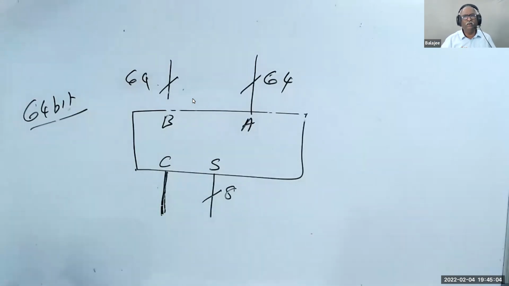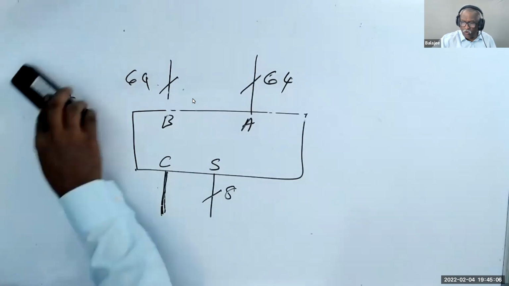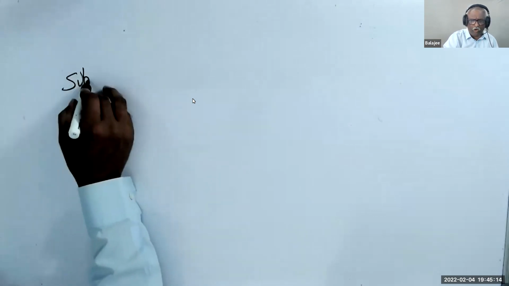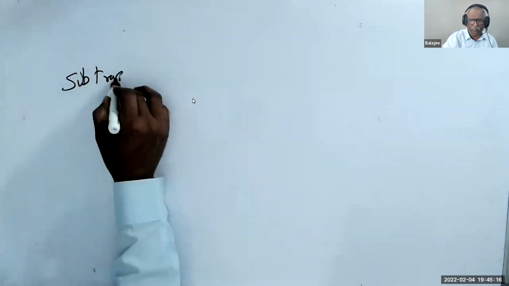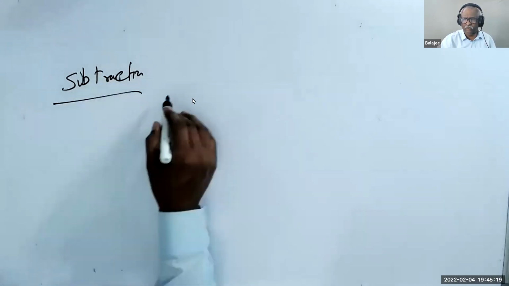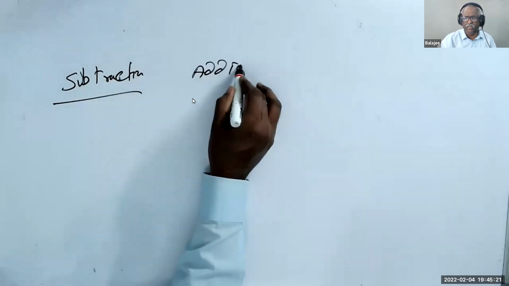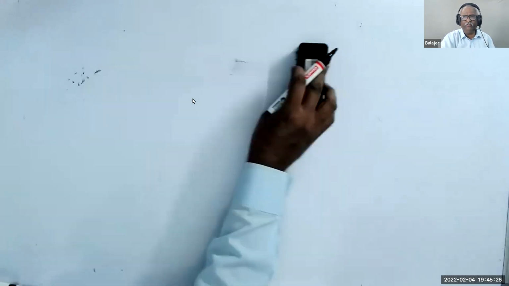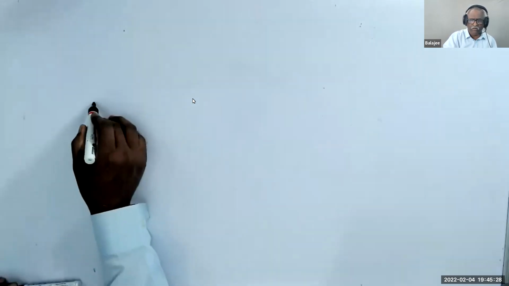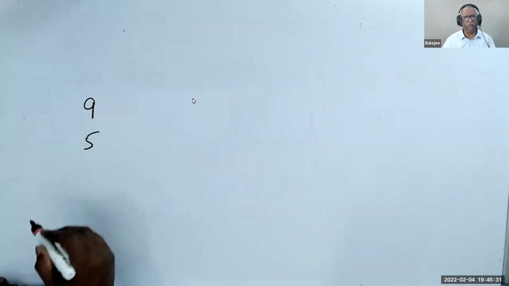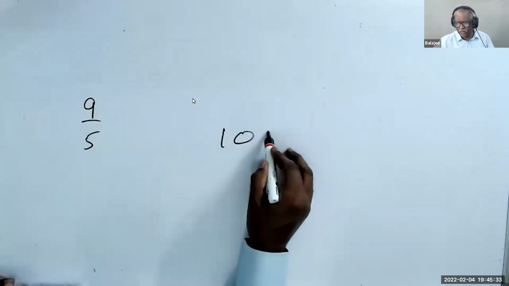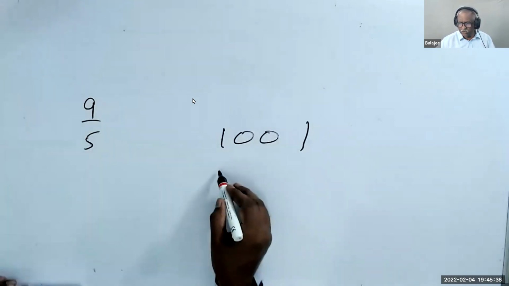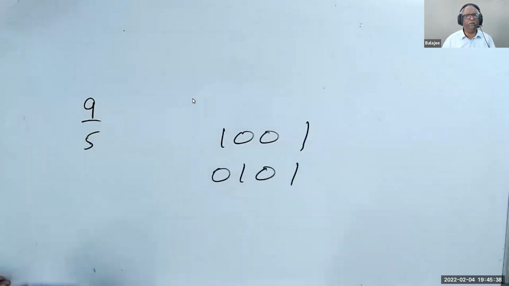So this is one of the applications. Now let us talk about subtraction. You know one thing, because of this, they made subtraction also addition. How? Let us assume that I have 9. I have 5. I want to subtract. 9 is 1, 0, 0, 1. 5 is 0, 1, 0, 1. But I have to add.